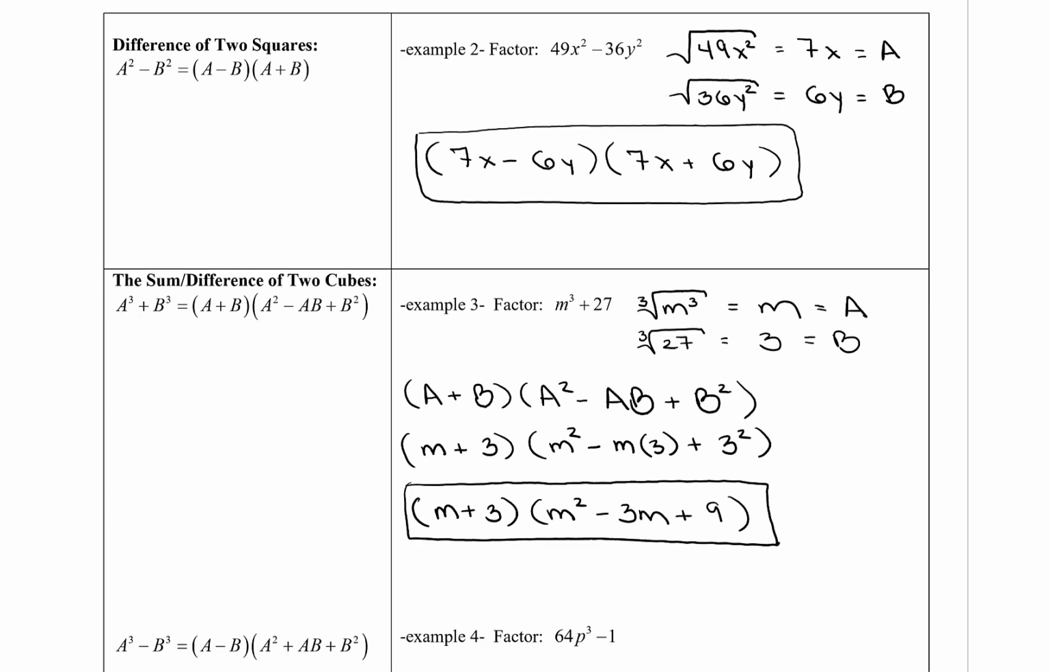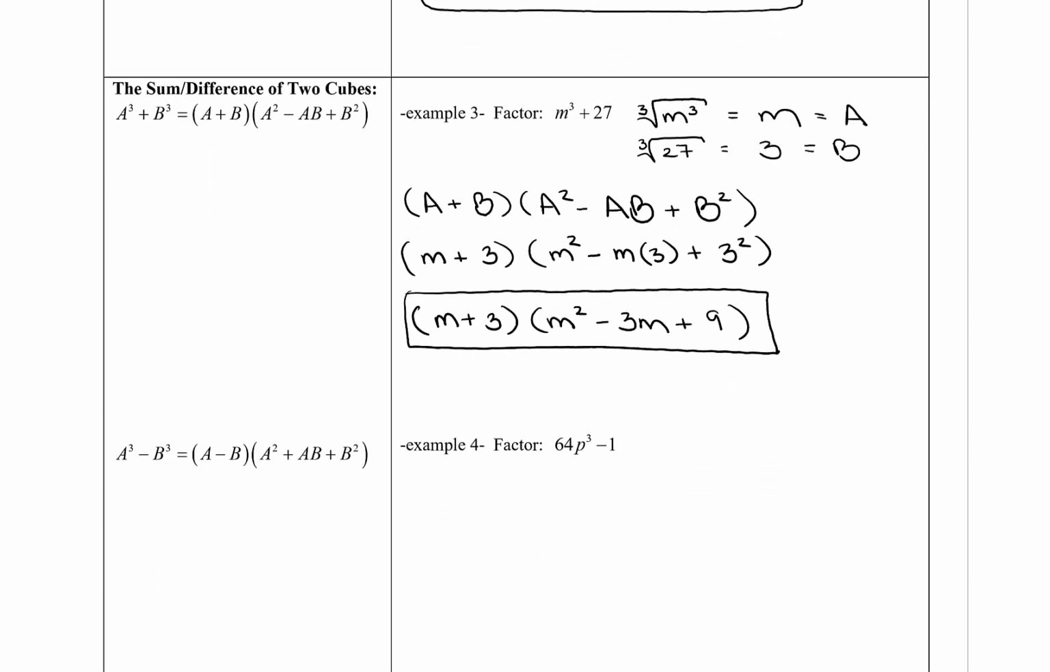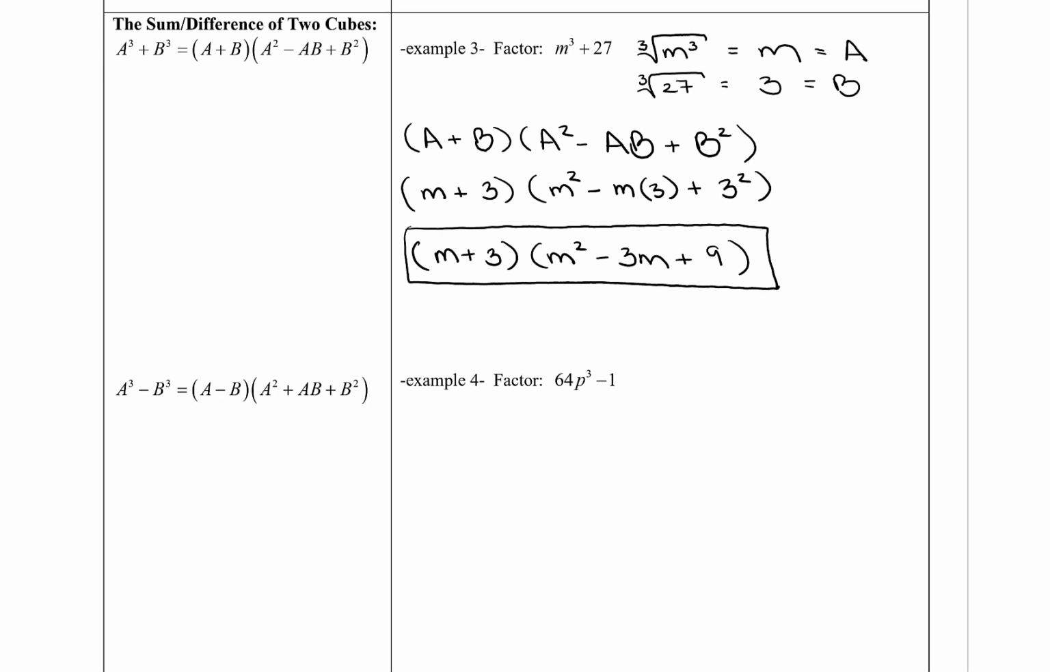Now we have the difference of two cubes. So that's a cubed minus b cubed is going to be equal to the binomial a minus b times the trinomial a squared plus ab plus b squared.